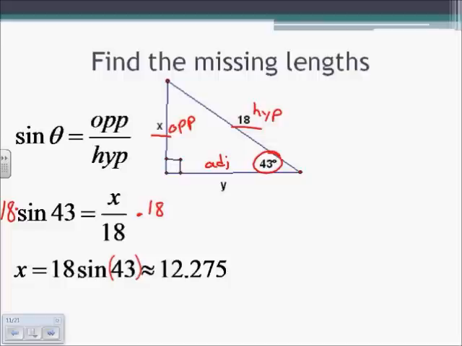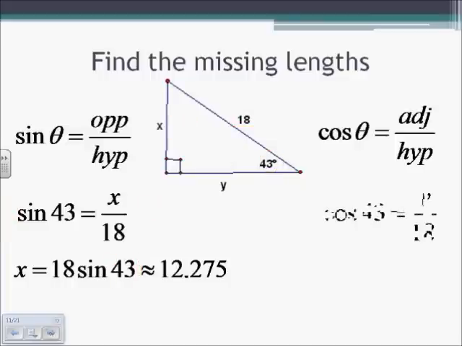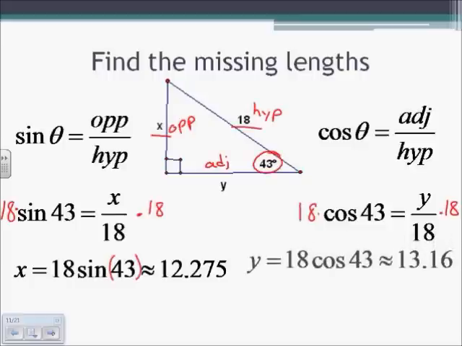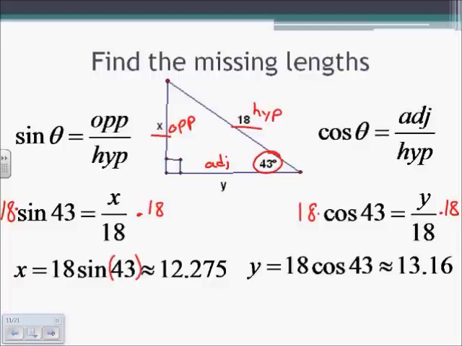Similar situation for the y value. What we're going to do is now utilize the adjacent and hypotenuse, which is cosine. So you have cosine as adjacent over hypotenuse, the information that we know. The angle is 43, the adjacent side is y, and the hypotenuse is 18. Multiply 18 on both sides. And then we are left with y is equal to 18 cosine of 43, which is approximately 13.16. So that is solving for missing side lengths, given an angle of a right triangle and a side.